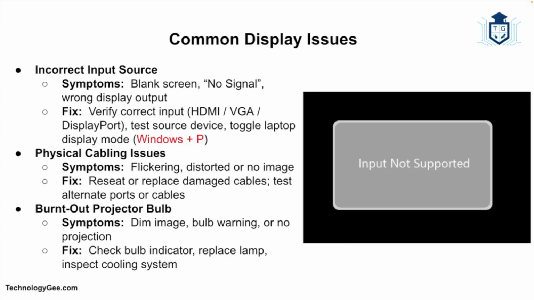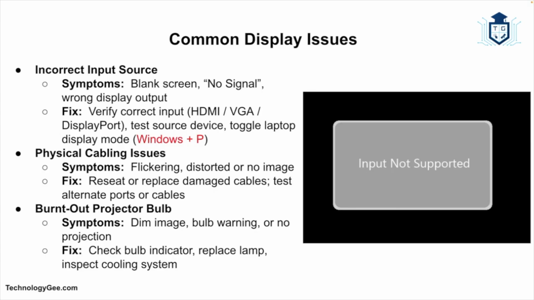And then you want to switch the device's output. If you're working with a laptop, ensure the output is directed to the right display. For example, pressing the Windows key plus P on Windows can toggle between display modes like extend, duplicate, and second screen only. And then you want to test with another device. If possible, test the display with another device, because this can help determine whether the issue is with the display or the source device.